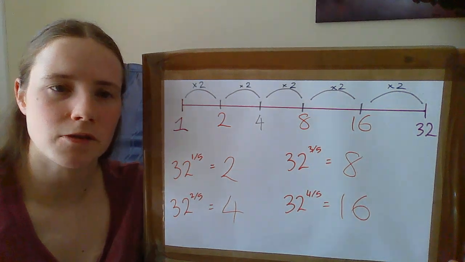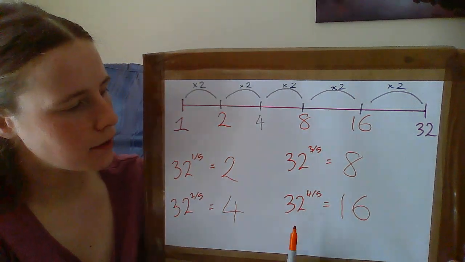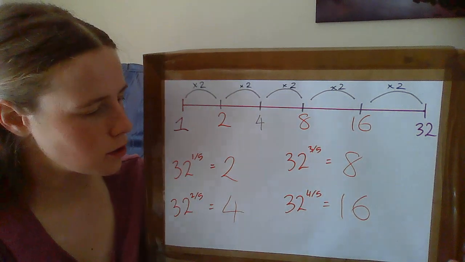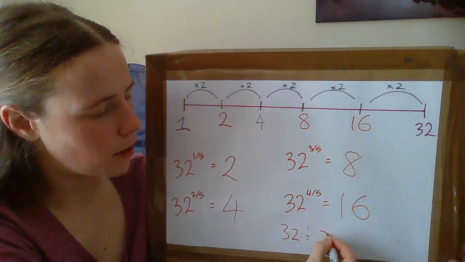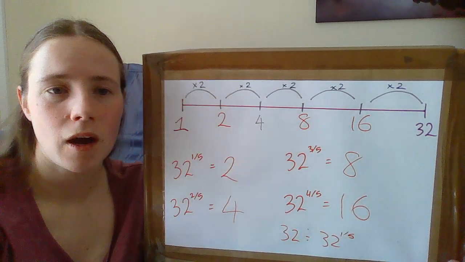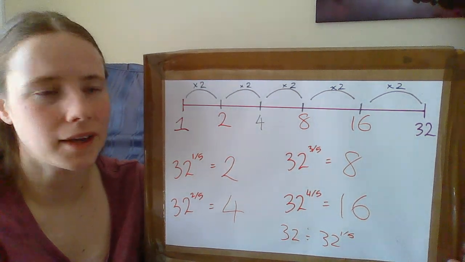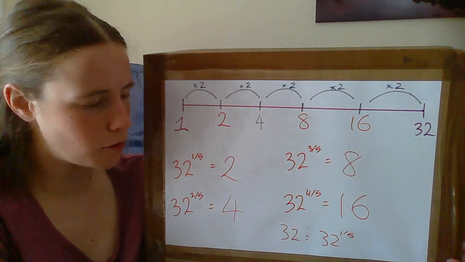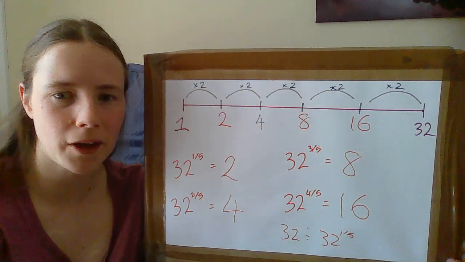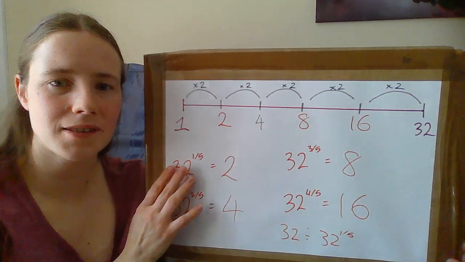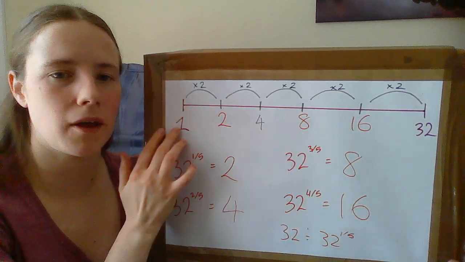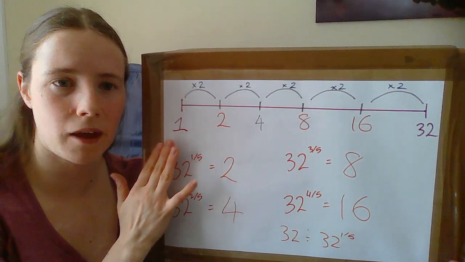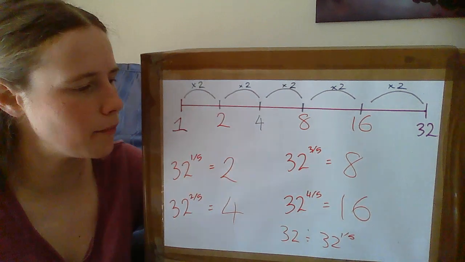Some of you might have noticed that another way of getting 32 to the 4/5 is to do 32 divided by 32 to the 1/5, which most people don't do because it's more complicated, but technically you could do 32 divided by 2, if you're just wanting to knock 1/5 off. Okay, so that's how to go about this process using a number line. I'm going to do 2 more examples with a number line, and then I'm going to show you a slightly different way of doing it.